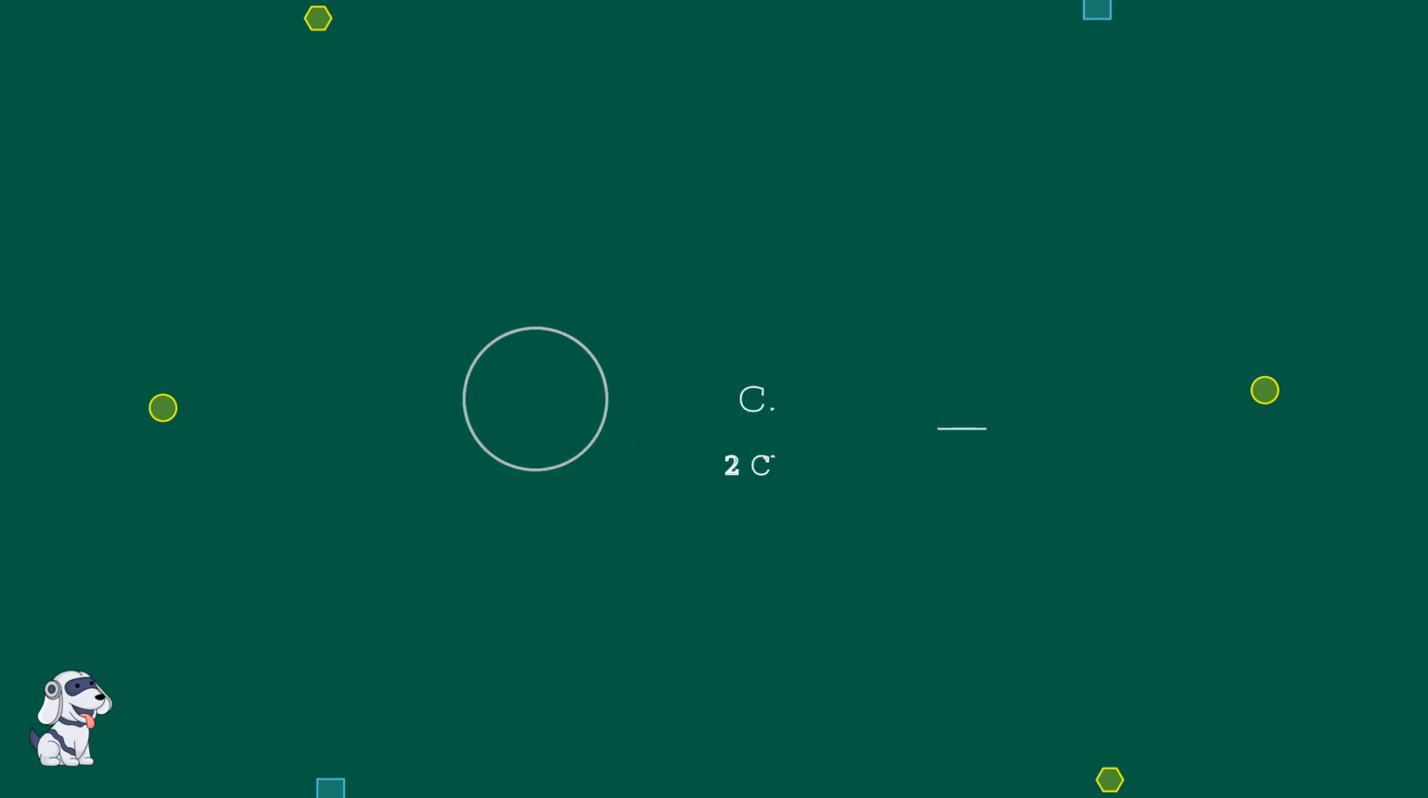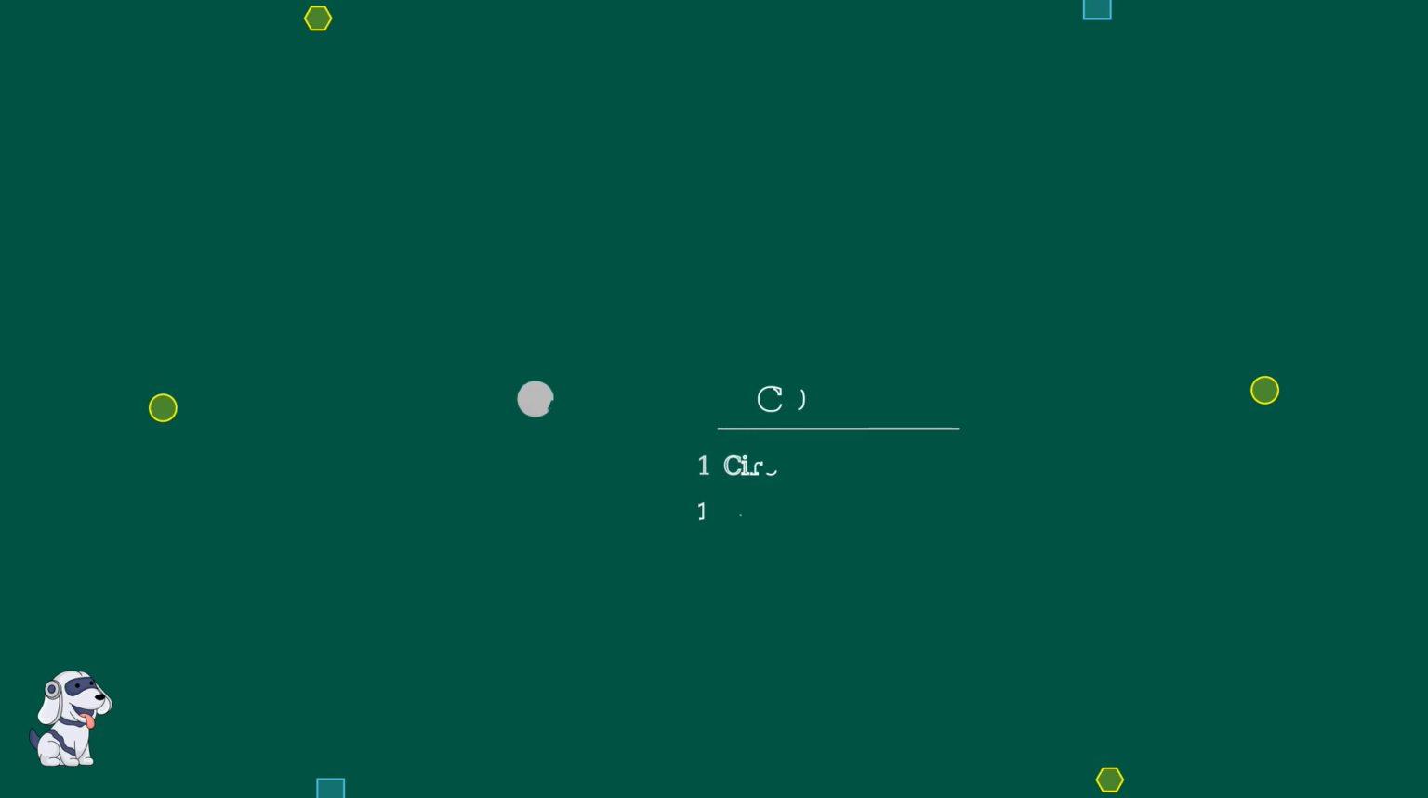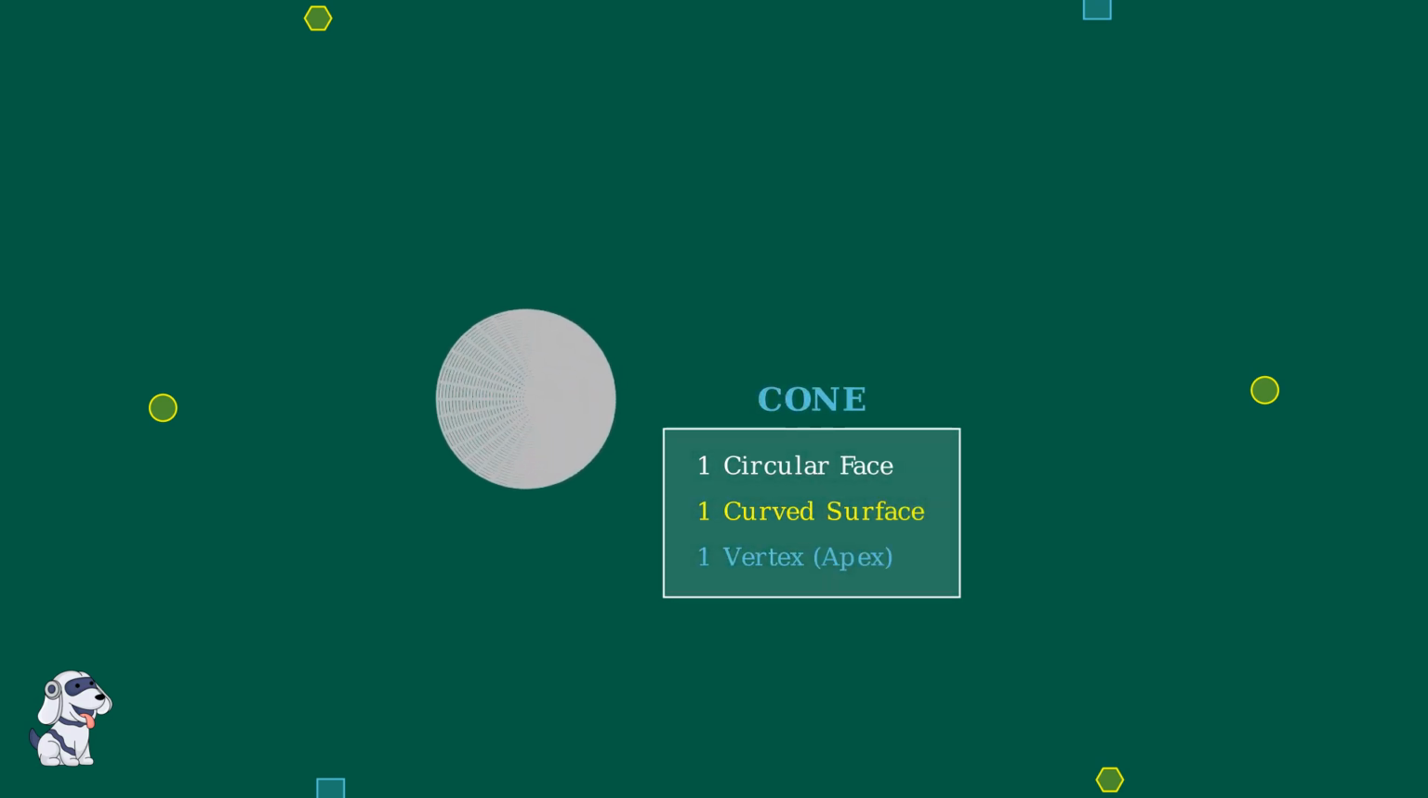The cylinder has 2 circular faces connected by a curved surface. It has 2 faces, no edges in the traditional sense, and no vertices. The curved surface rolls smoothly between the circular ends. A cone has one circular base and comes to a point called an apex. It has one circular face, one curved surface, and one vertex at the top where all the edges meet.